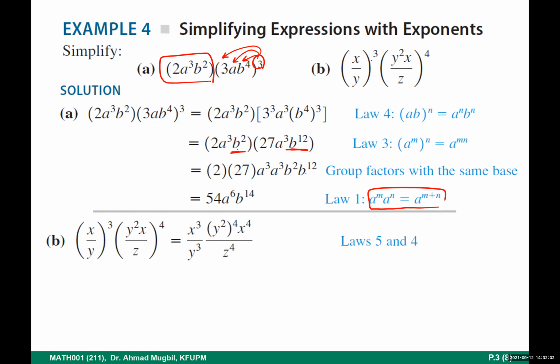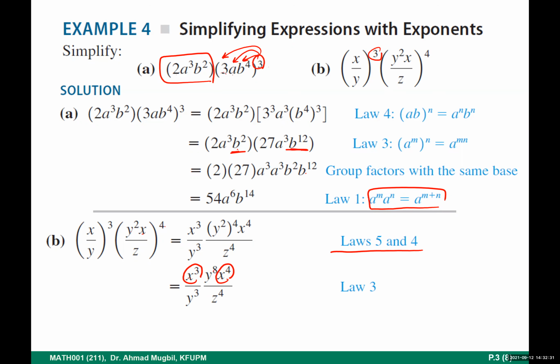For the second one, similarly, you will distribute the 3 over both numerator and denominator. Similarly here, you will look at the factors. We have factors, not terms. We can do that. It is a direct application of laws number 4 and 5. So it will be y to the power 8, x to the power 4, z to the power 4. Now simplify. You have now x to the power 3 and x to the power 4, the same base, so it will be x to the power 7.